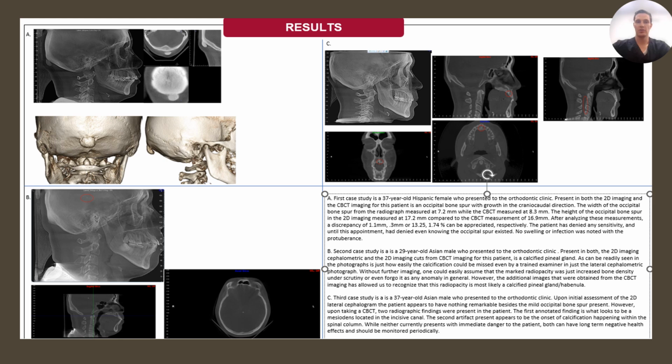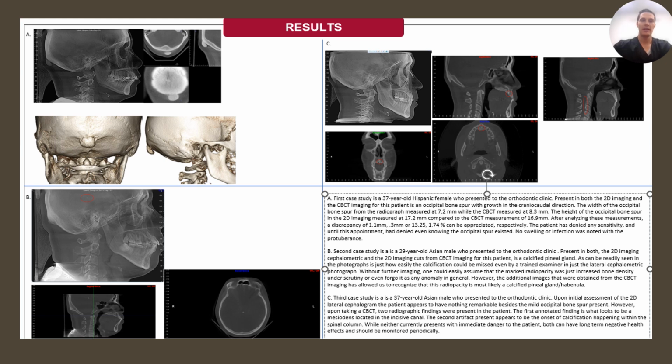This is a short summary of some of our results. These are 3 out of our 6 patients. You can see we have A in the upper left, B in the lower left, and C in the upper right. They are respectively a 37-year-old Hispanic female, a 29-year-old Asian male, and a 37-year-old Asian male, all presenting with different types of radiographic pathology.